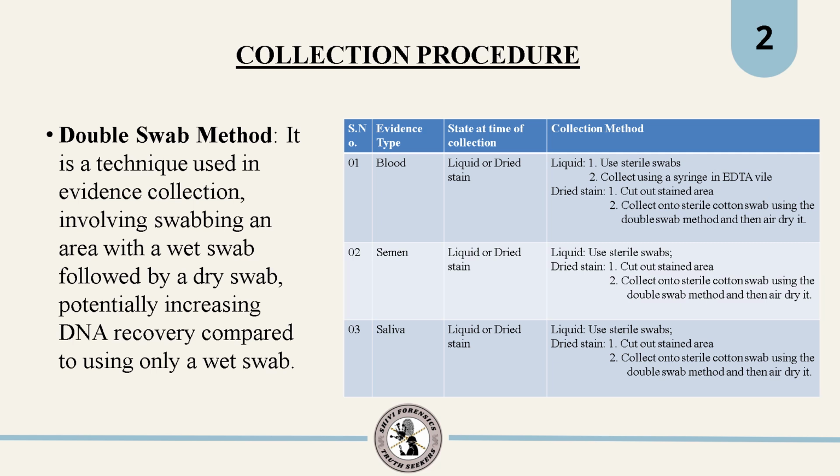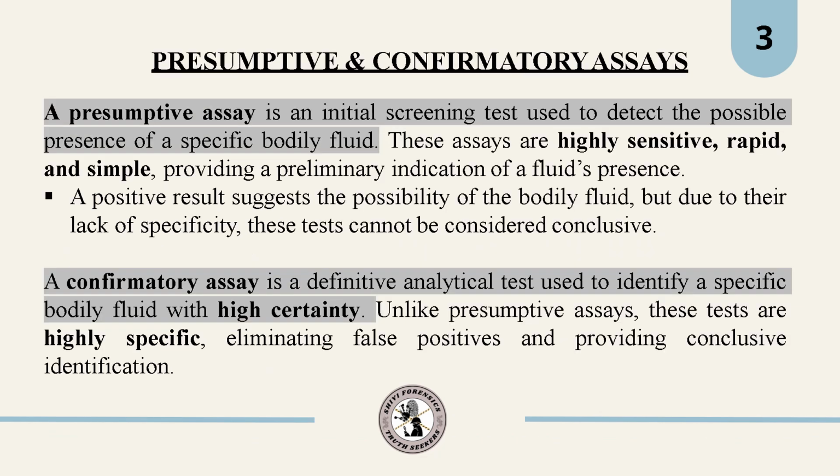Next, we can also just cut out the part on which the stain is present. For example, in case of semen, if it is present on clothes, then we will just cut out that cloth area on which our stain is present. Obviously, because we are cutting out a cloth area, we have to take a reference area of cloth also, and we will pack both of them separately and send them to the laboratory. Now after this evidence reaches the laboratory, different tests are performed on it.